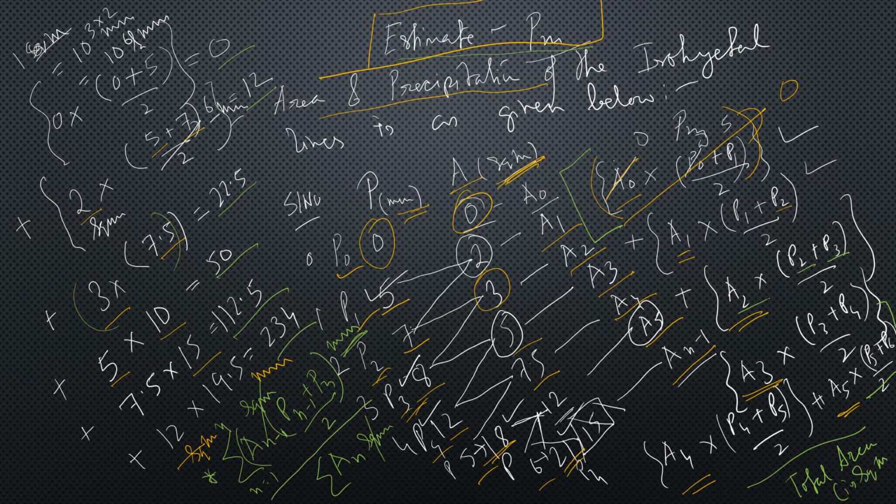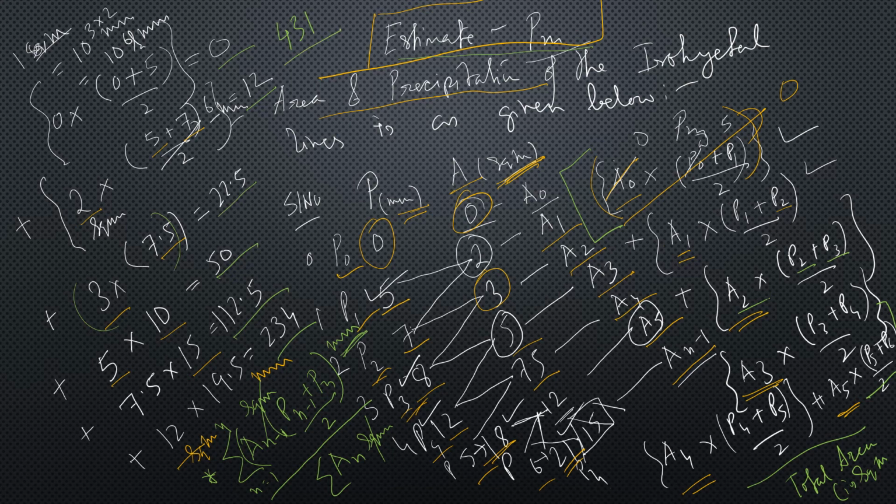Let me see what the term is. So this will be 0 plus 12 plus 22.5 plus 50 plus 112.5 plus 234. And this is the end. Correct? Yes, this is the end. This is 431. It is coming up to 431. Now you divide it by the total area.